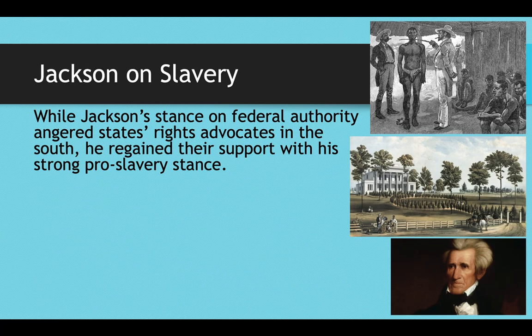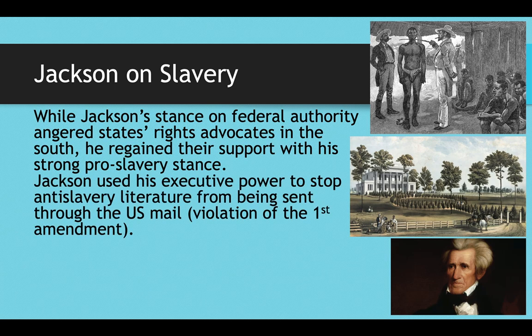While Jackson's stance on federal authority angered states' rights advocates in the South, they still did not turn on him because they liked a different part of him, and that was his stance on slavery. He was able to regain the support of Southerners with his strong pro-slavery stance. He himself was a slave holder, but unlike other slave-holding presidents like Washington, who knew it was wrong and freed his slaves at the end of his life, Jackson was passionately pro-slavery, believed it was a positive good, and wanted to see it expand.